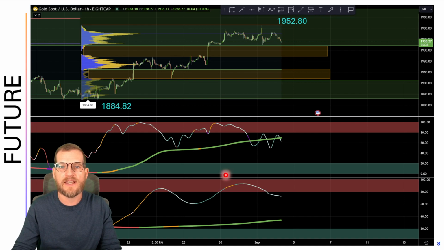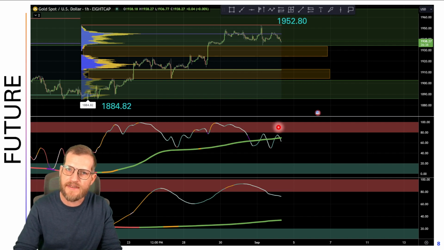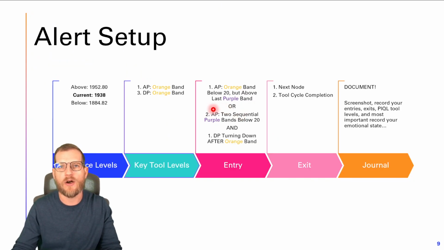I think we will get that soon, and it's going to be a little bit difficult because we're going to be mid-range. What I'd really like to see is this pop up again, high up in the 20s. I do not think we'll see that, but we'll see. Or we get two sequential purple bands below 20. And I need to change this. This doesn't need to be below 20, but this is ideal. I'll change that for the next one.